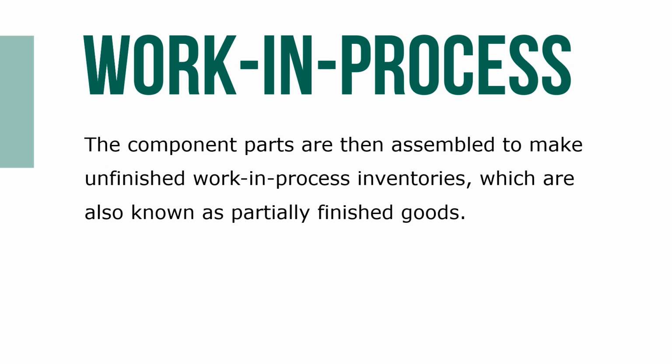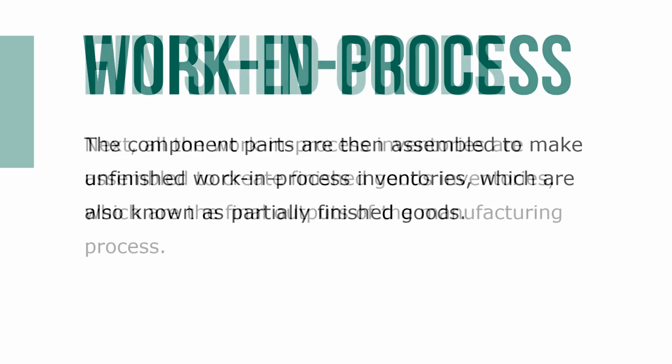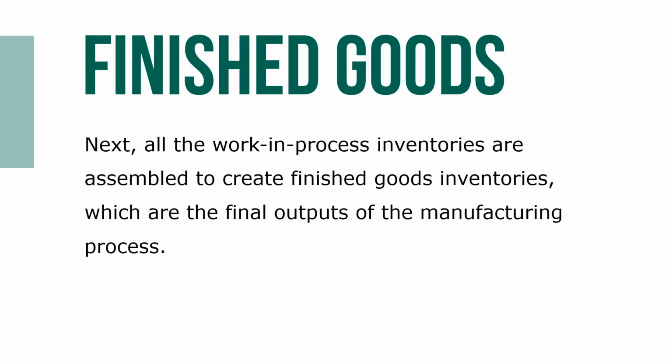The component parts are then assembled to make unfinished work-in-process inventories, which are also known as partially finished goods. Next, all the work-in-process inventories are assembled to create finished goods inventories, which are the final outputs of the manufacturing process.